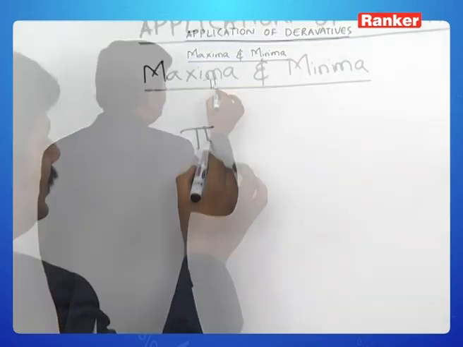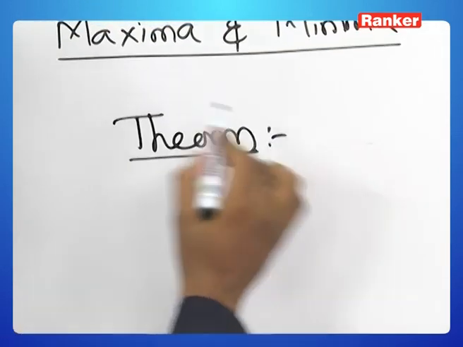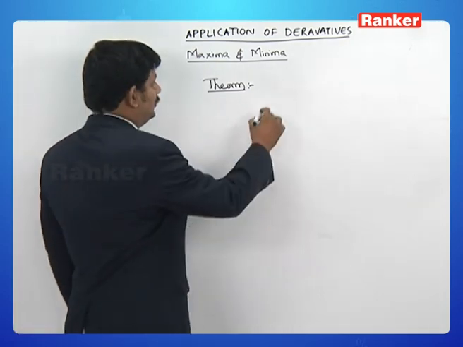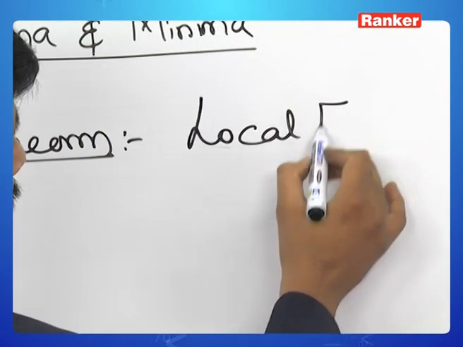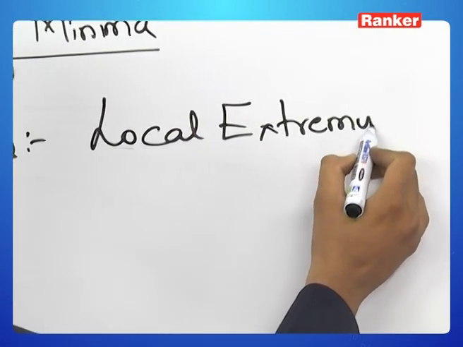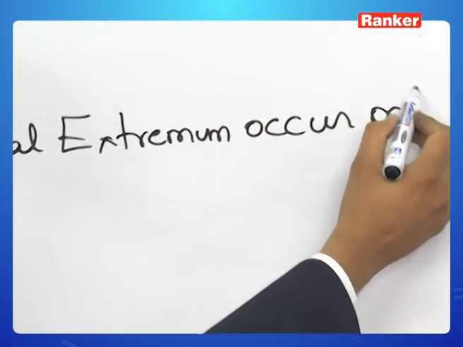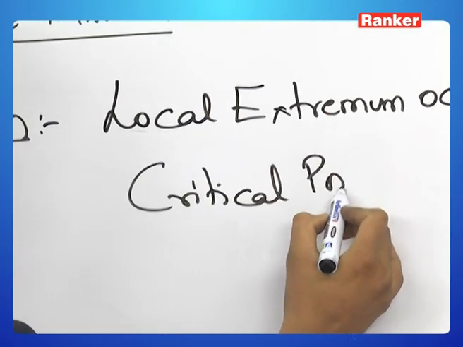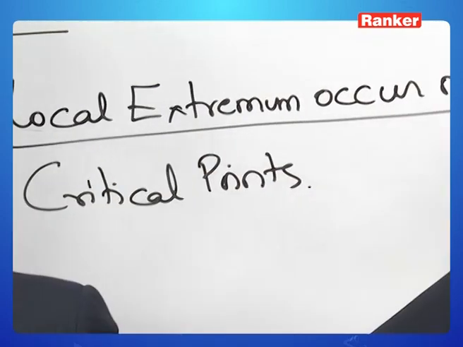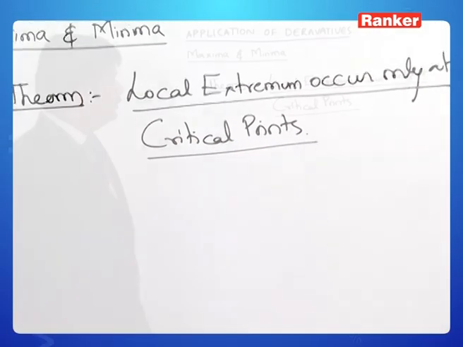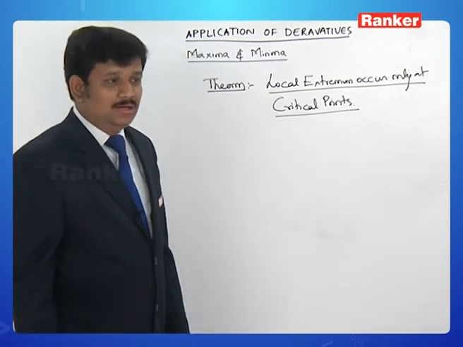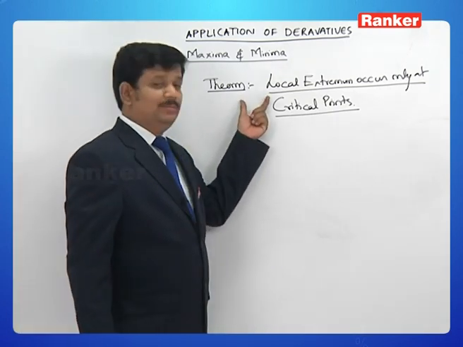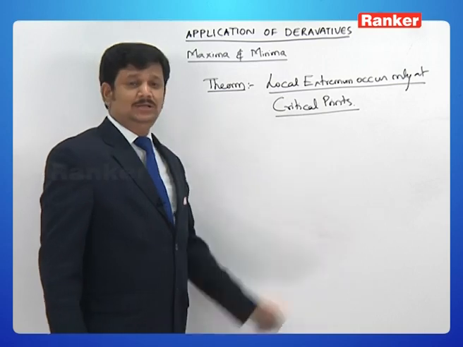Then we have a very important theorem which brings in the role of application of derivatives in the discussion of maxima and minima. Local extremum occur only at critical points. So, be it local maxima or local minima, it occurs only at critical points.